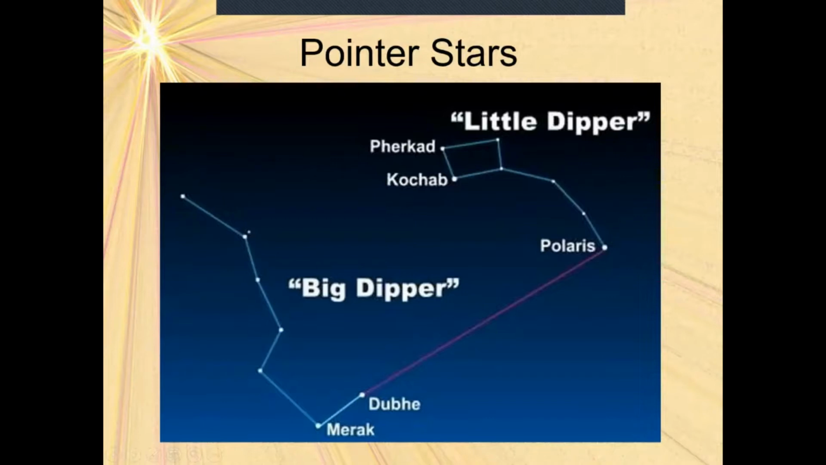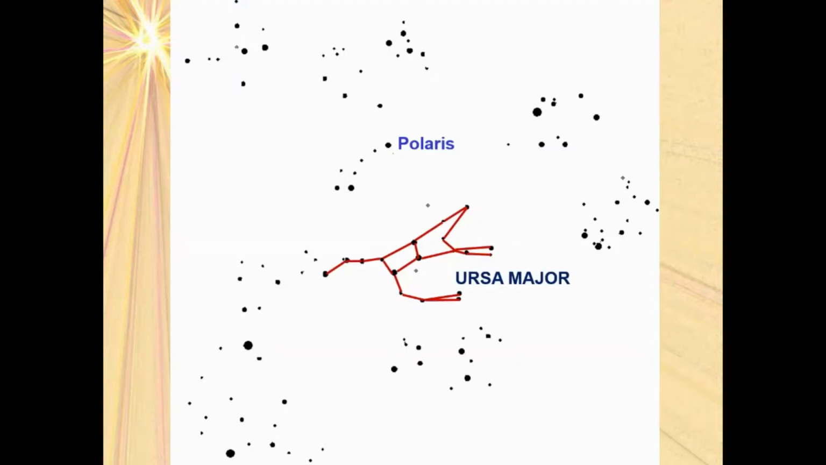So if you get a chance, go out a few hours apart and see how they move around each other. It's kind of neat to watch. Now the Little Dipper is not actually the name of this constellation. The actual name is Ursa Minor. So if Ursa Major was the Big Bear, then Ursa Minor is the Little Bear. And Polaris is the tail of the Little Bear.